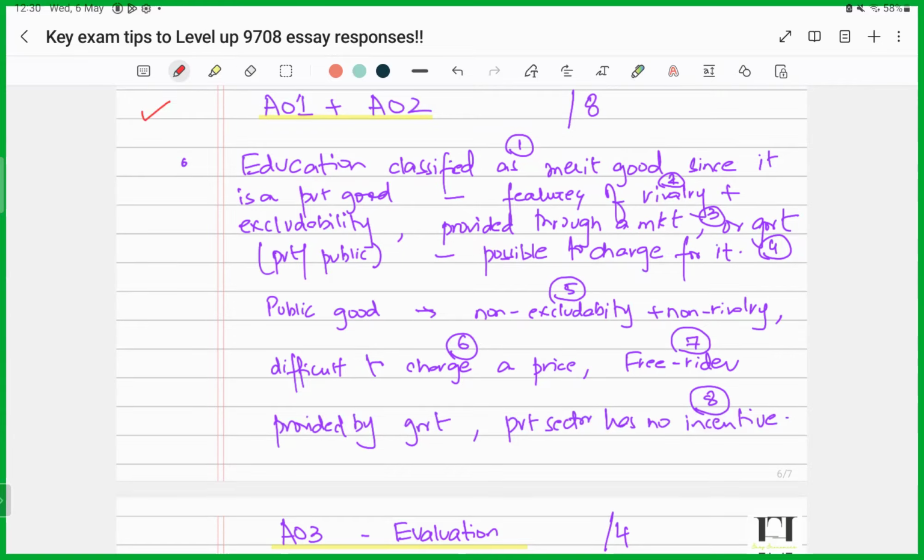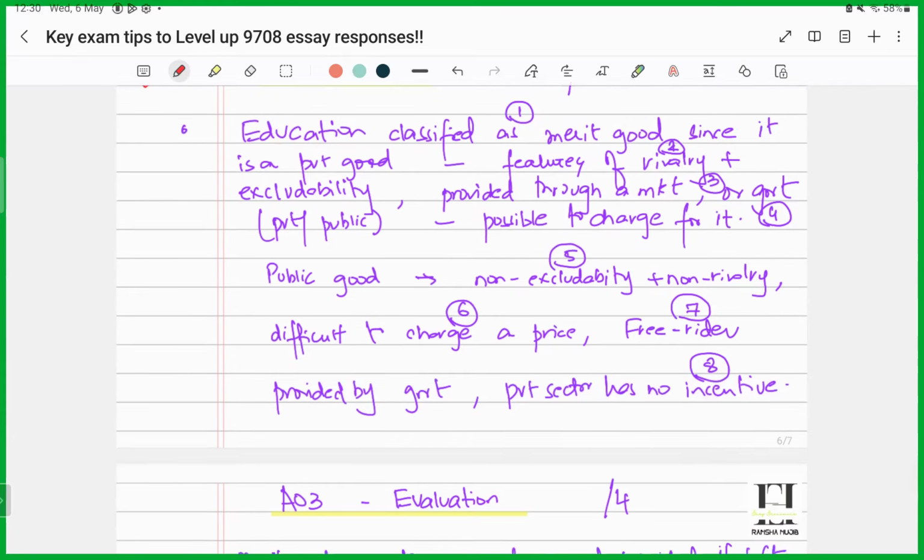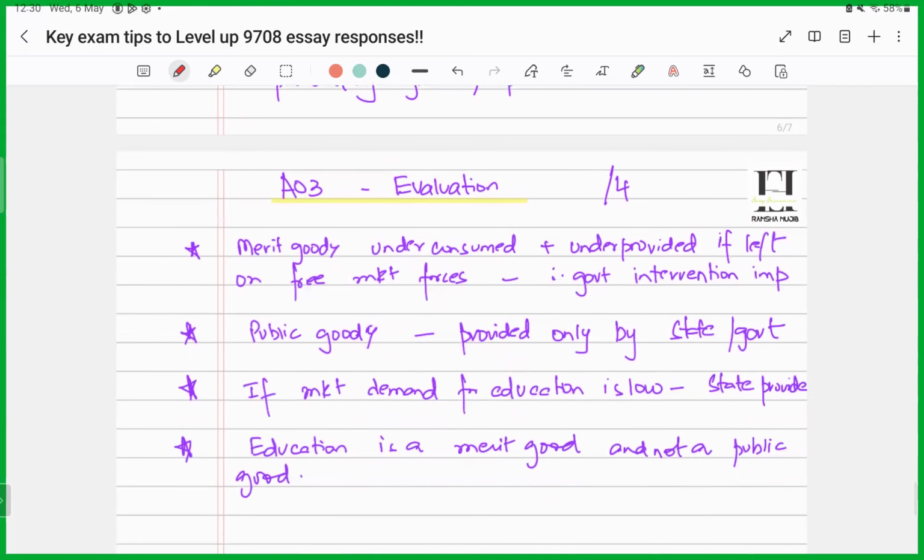Now let's talk about how you had to evaluate. What would you say in your evaluation? That merit goods are underconsumed and underprovided if left to free market forces. Therefore, there needs to be a certain form of government intervention in order to ensure that consumers fully understand the positive externalities of consuming merit goods such as education, because it leads to what? More skills, higher productivity, right? More mobility, economic growth, higher standard of living.